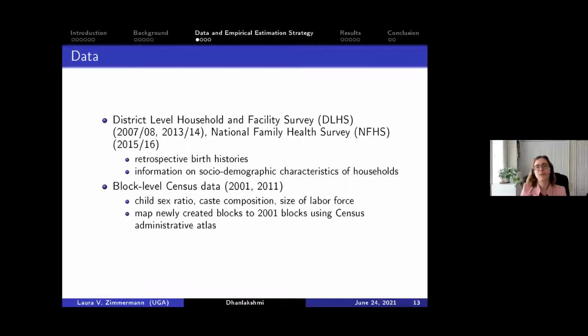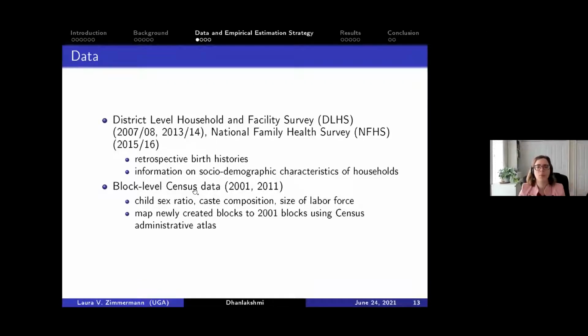Yeah, so in terms of data, we're using large-scale household survey data from India. We'll actually combine the DLHS survey, which is 2 rounds from 2007-8, right before Dhanlakshmi, and then from 2013-14, with the NFHS, which allows us to go a bit further out in terms of seeing those girls grow up. We get the typical retrospective birth histories with lots of information about immunization, education outcomes, gender of the child, as well as socio-demographic characteristics of these households.